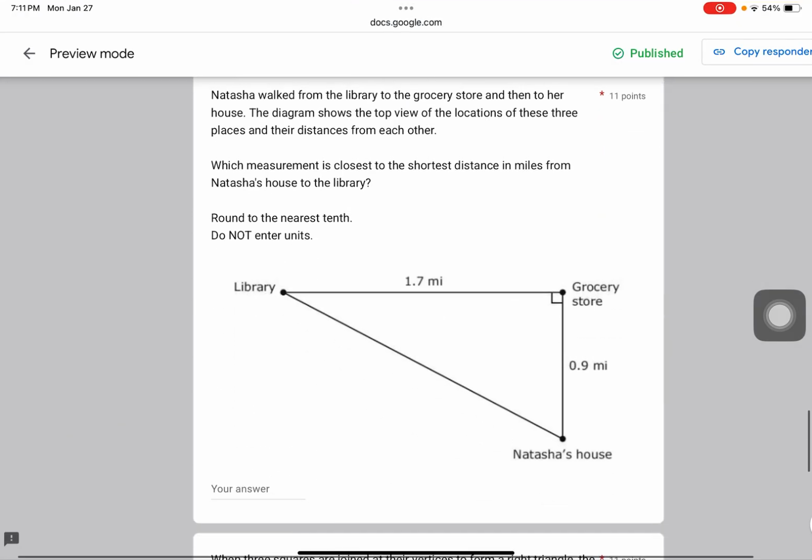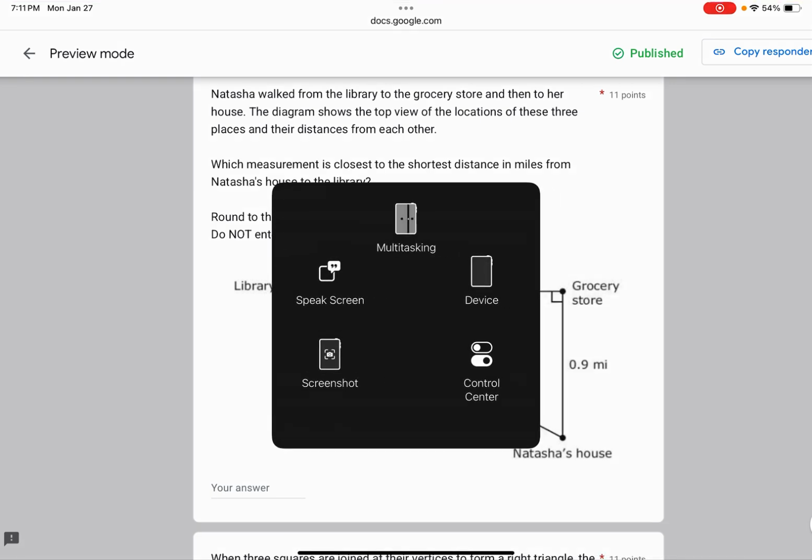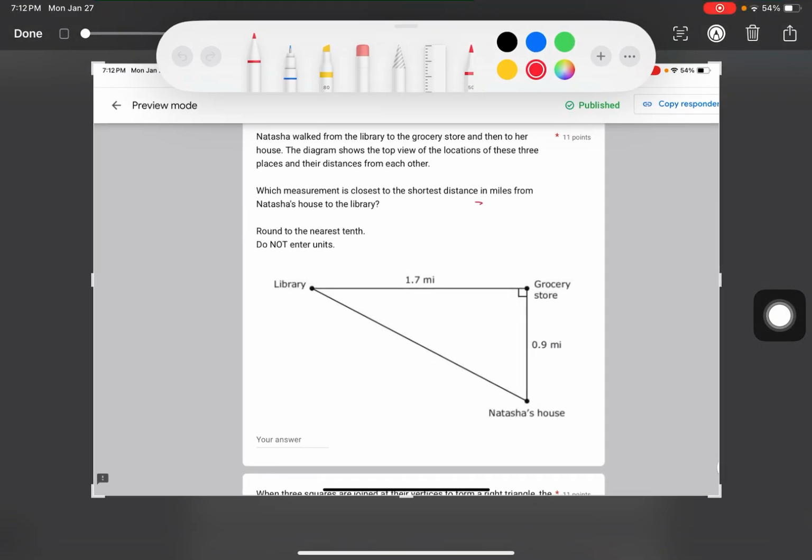Now on this one, this is the shortest distance. When it says shortest distance, the shortest distance is a straight line, so that's C. So distance is C. You put this into A and this into B, and then take the square root of both sides. So you do 1.7 squared plus 0.9 squared equals C squared. Take the square root of both sides.